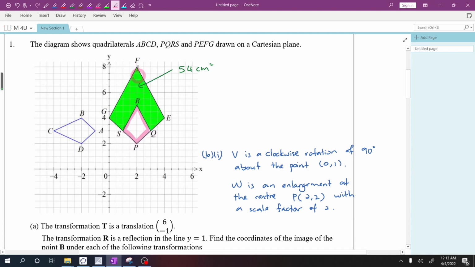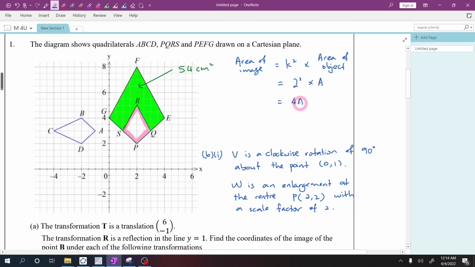So we need to write an equation. You need to remember this formula. Area of image is equal to K squared times area of object. This is the formula for finding the area of an image under an enlargement. Now we don't know the area of the object, PQRS, which is enlarged to become PEFG, right? So we just let the area of the object be A. The scale factor K is 2, so 2 squared times A, where A represents the area of the object, PQRS.